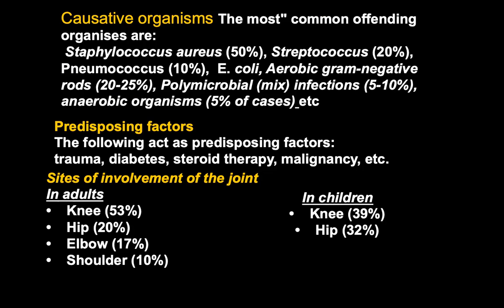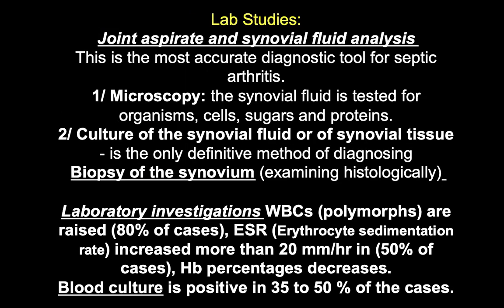Predisposing factors are trauma, diabetes, steroid therapy, and malignancy. More common sites of involvement are the knee, after it the hip, elbow, and shoulder, and in children, the knee and hip. So first of all, about lab studies.